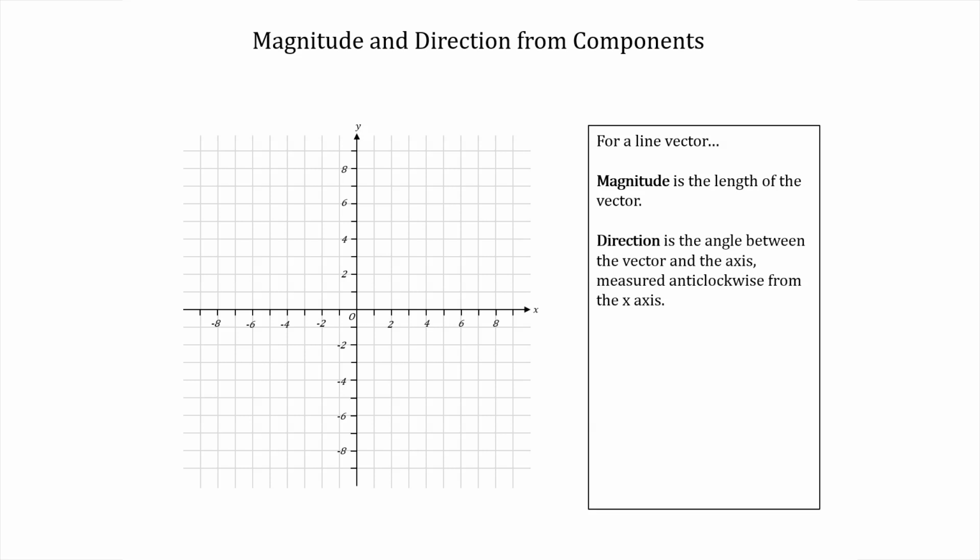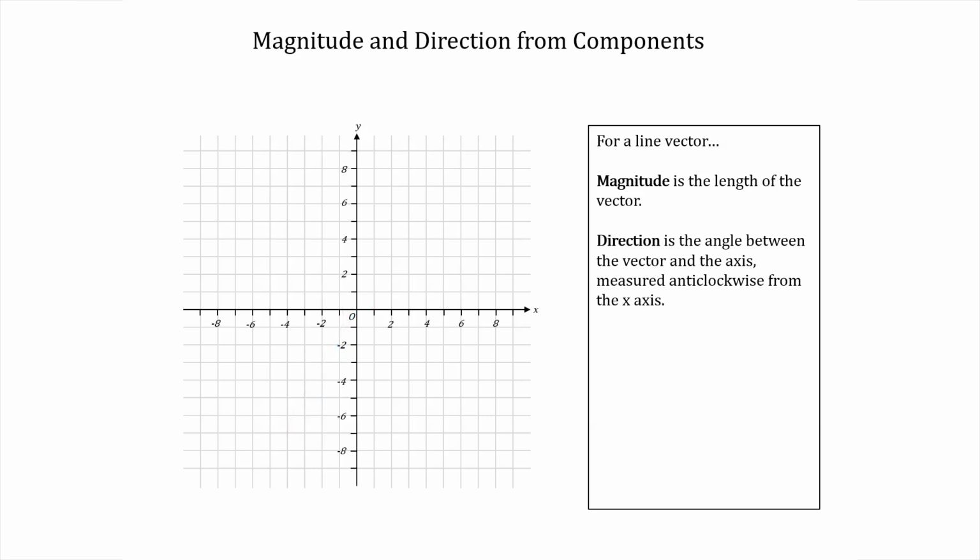We describe it numerically using the angle the vector makes with the x-axis, measuring the angle in an anti-clockwise direction from the x-axis. So, let's look at a few quick examples. Take this vector. Its magnitude is this length, and its direction is this angle. Or we could take this vector. Its magnitude is this length, and its direction is this angle.